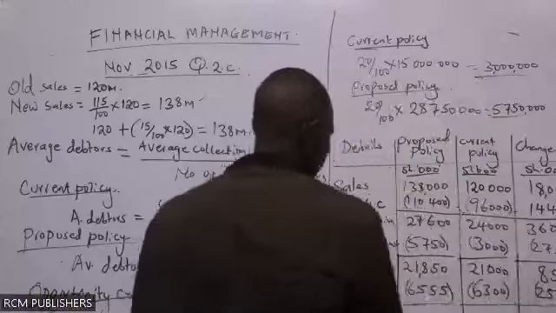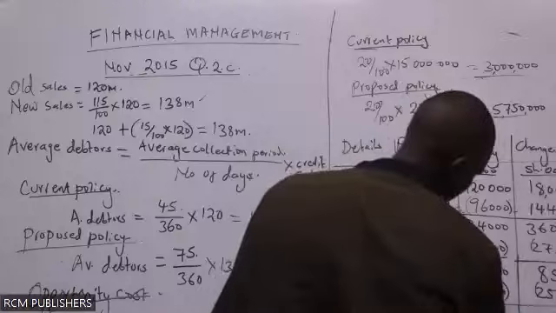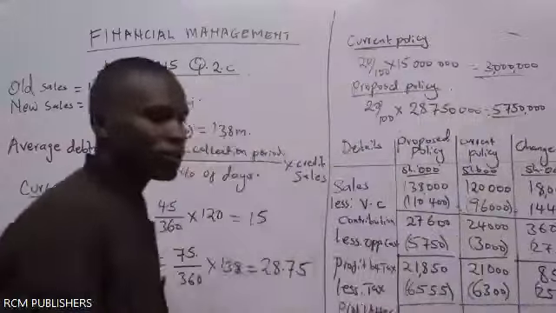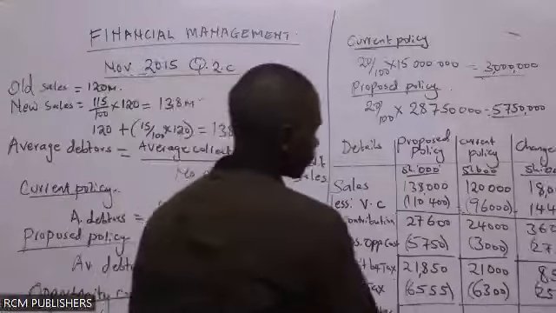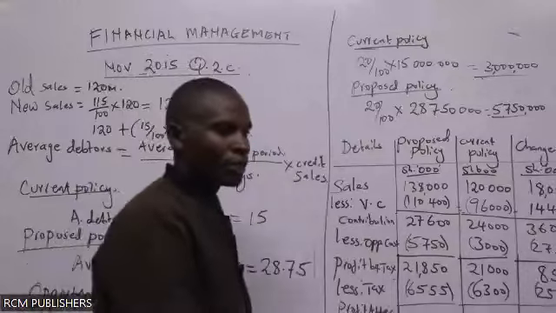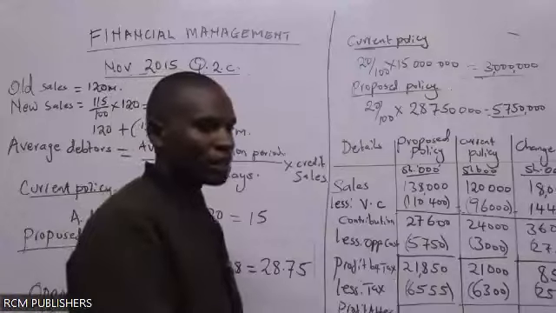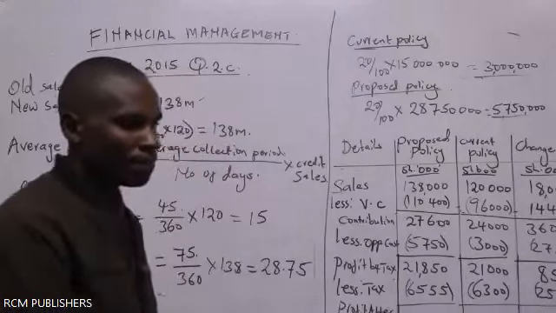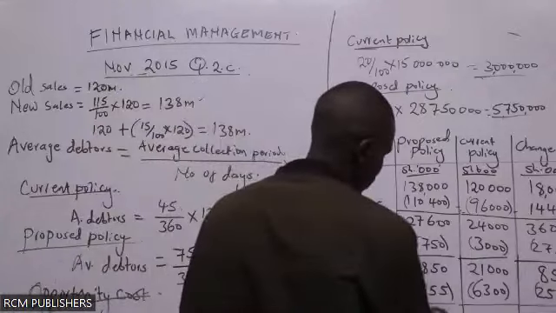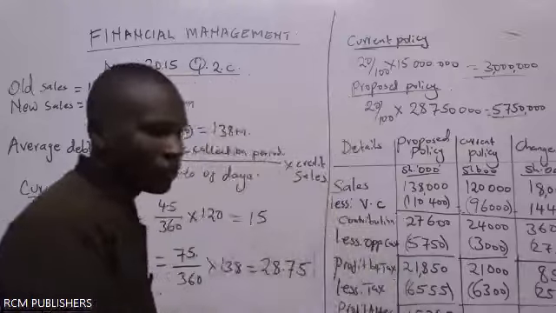Sasa simpatie the profit. Hii ndio ina determine whether we adopt the proposed policy or we reject it or we redact. Give me this profit for the proposed policy. Inatupatia profit ya ngapi sasa? 15,295. 15,295. What about the current policy?